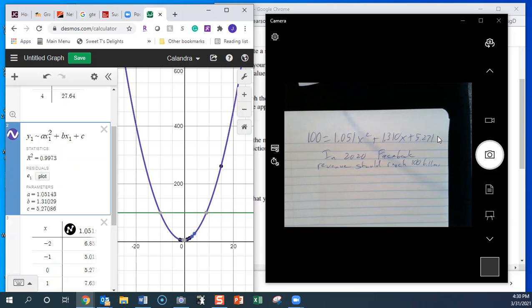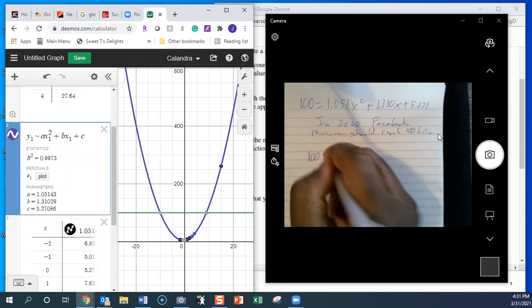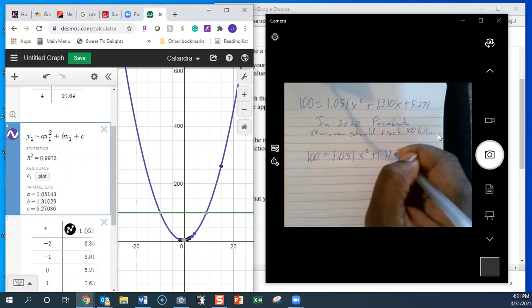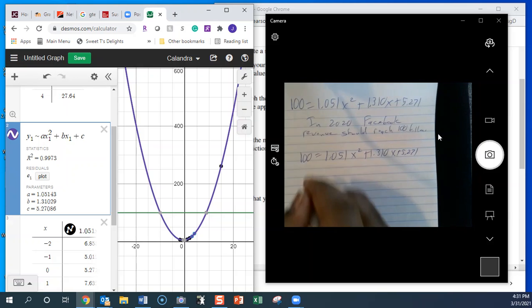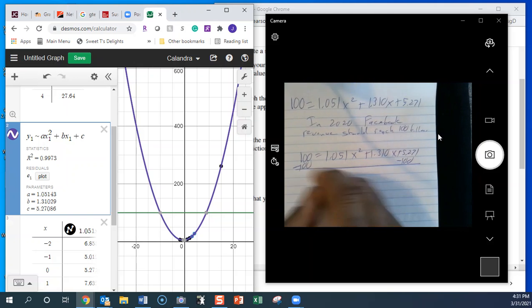All right, now I showed you how to do this basically with the calculator, and we can also do this by hand as well. So I have to show you how to do this by hand, and then we would be done. We would take the same equation, but this time we will subtract 100 on both sides because we want this to equal 0.